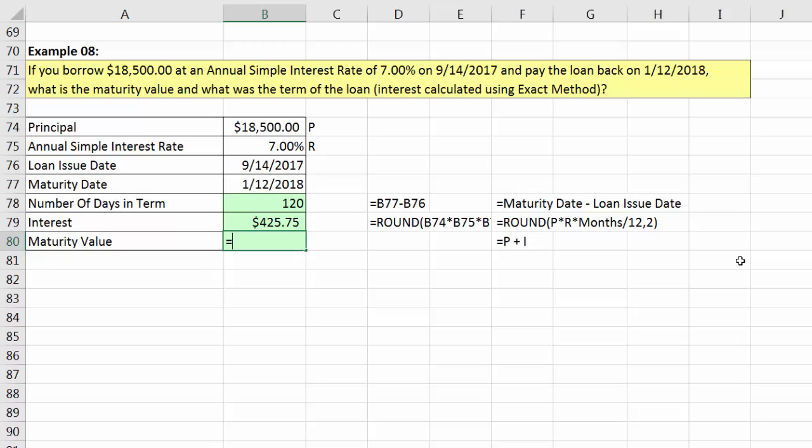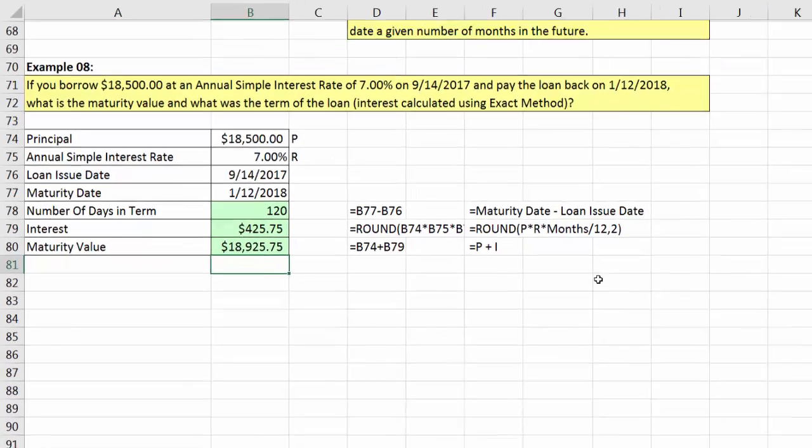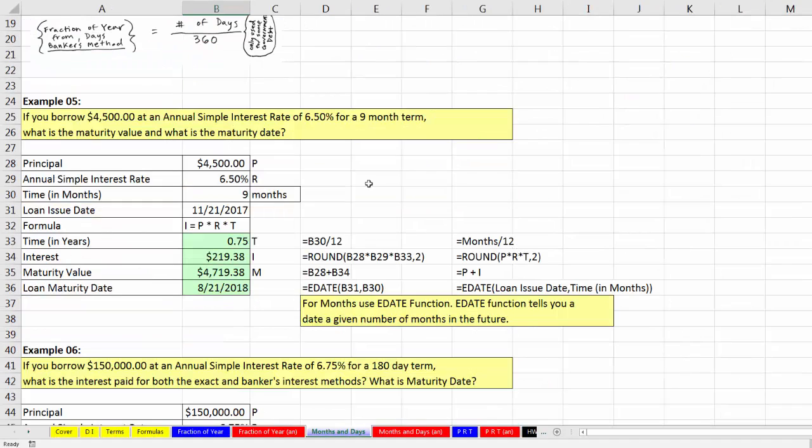425.75. Our maturity value, principal plus our interest. And there's the maturity value. All right, so on this sheet, we saw 4 examples of calculating the actual interest, maturity value, and loan maturity date when our term is given in months or days.